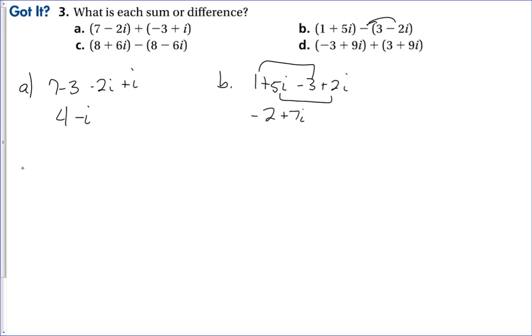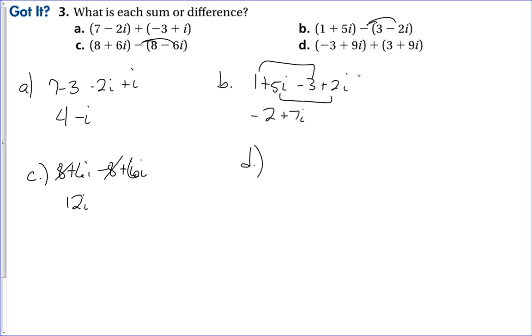Let's look at letter C. Again, just distribute that negative through there. So you have 8 plus 6i minus 8 plus 6i. So the 8's cancel. 6i plus 6i is 12i. So C, you should have got 12i.